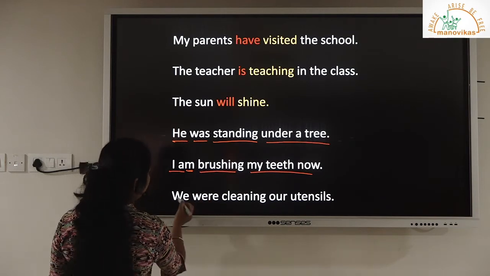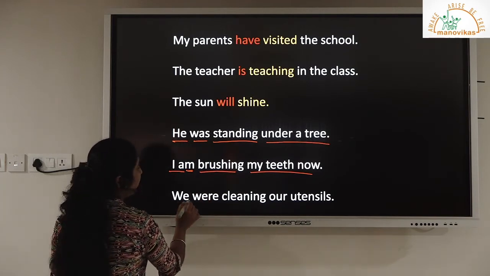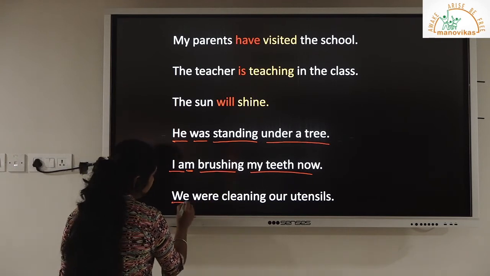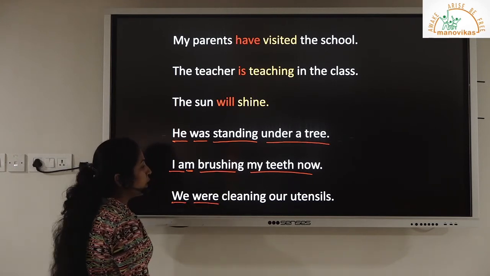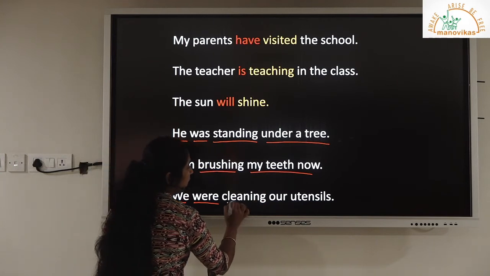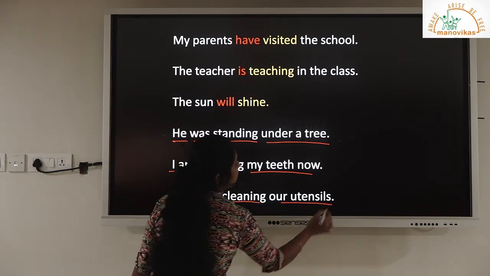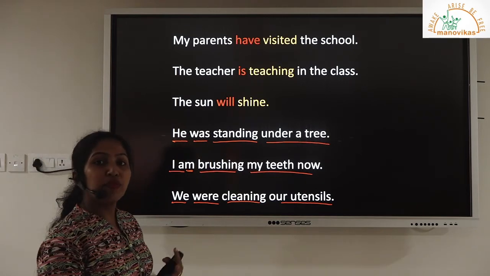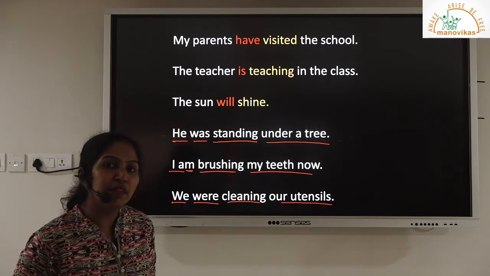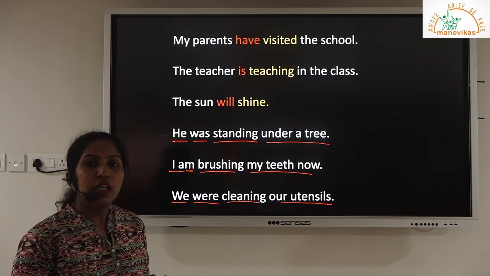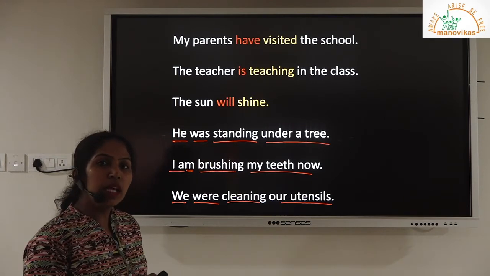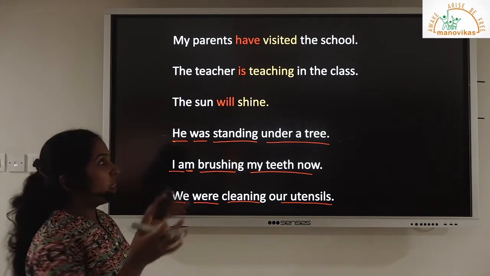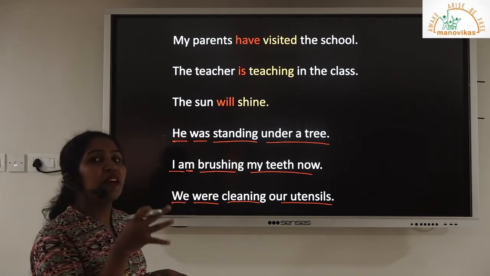The last one, we were cleaning our utensils. Who was cleaning? We. Were becomes the helping verb. What are we doing? Cleaning. What are we cleaning? Utensils. So this is a basic example of how you need to identify your subject, your helping verb, your main verb and the object. Now, this is going to be the case of finite verb.